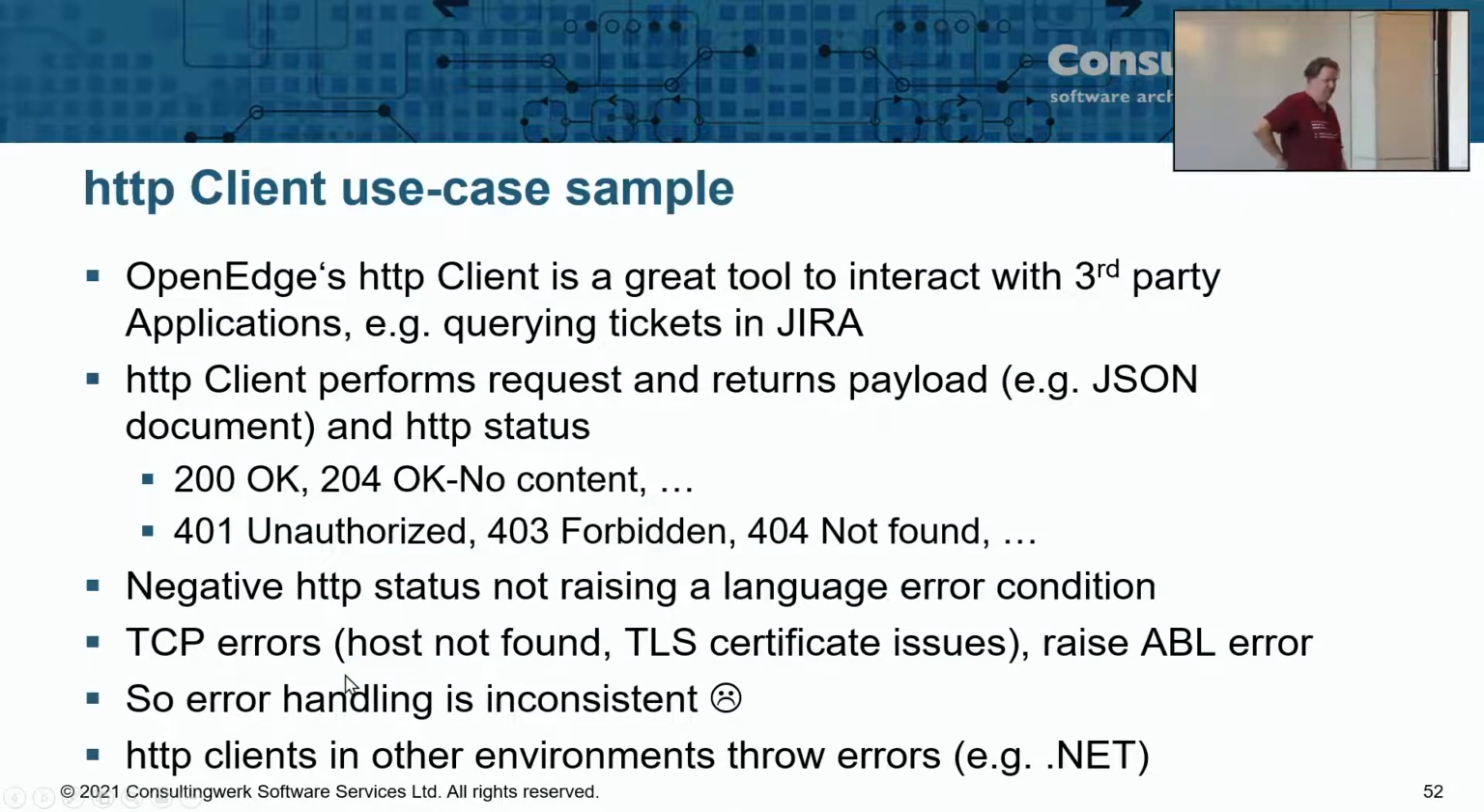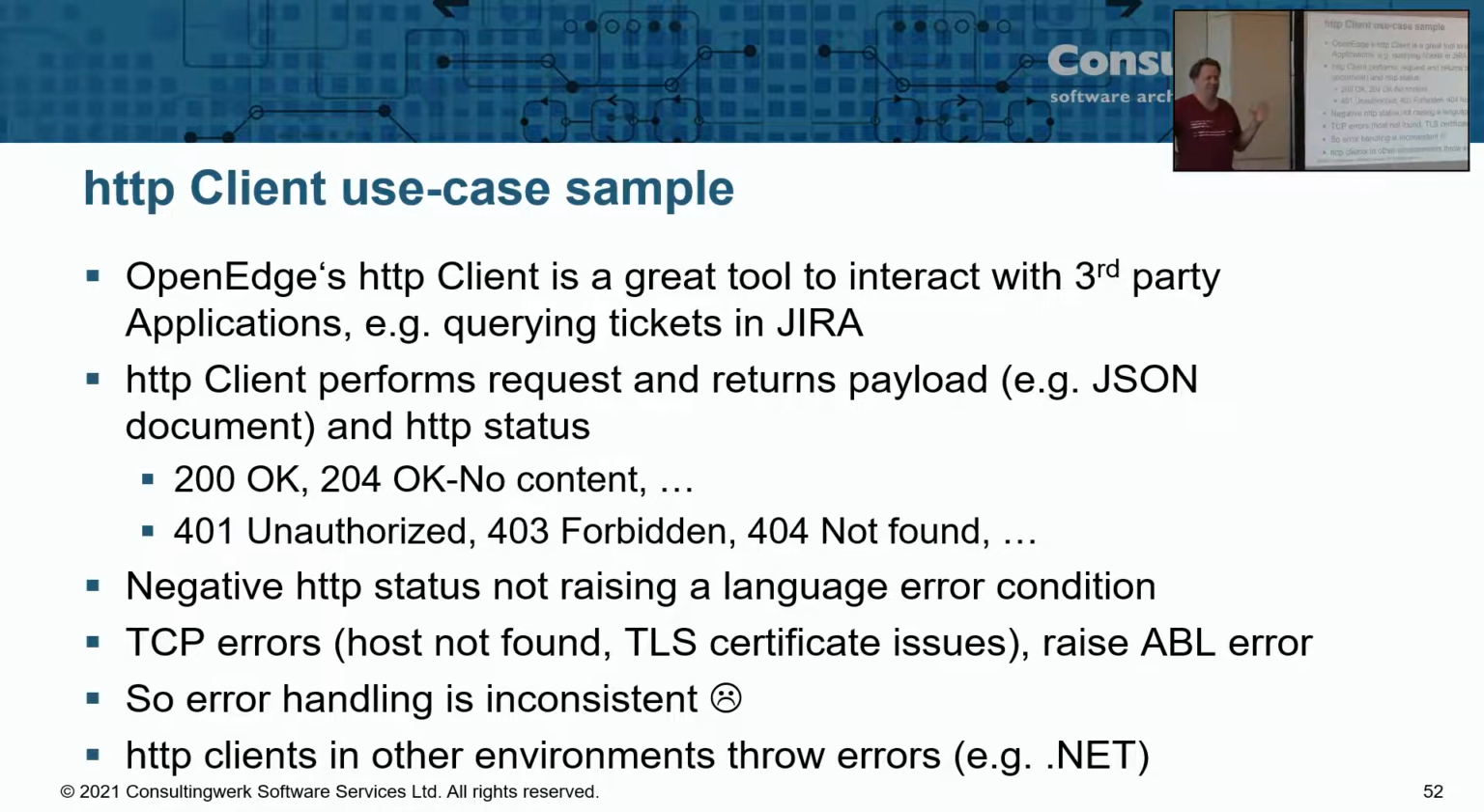So let's talk about the HTTP client. So Progress has an HTTP client in the language since, I don't know, 11 something, 11.5 or so. Peter Judge was one of the original authors of that, so he knows a lot more about it than I do. And I think a lot of developers are using that already to interact with third-party applications. We use it for querying Jira tickets, for instance, or creating release notes on Confluence.